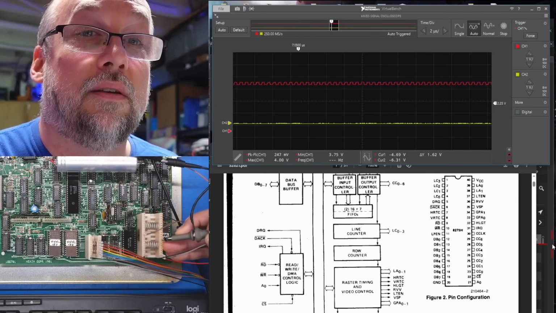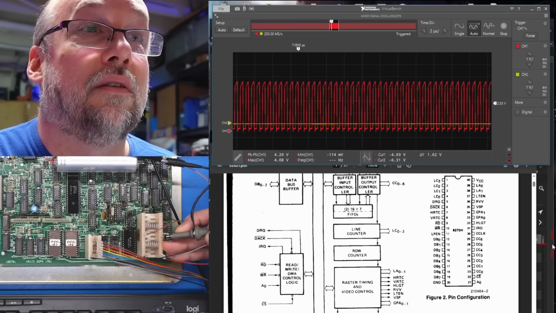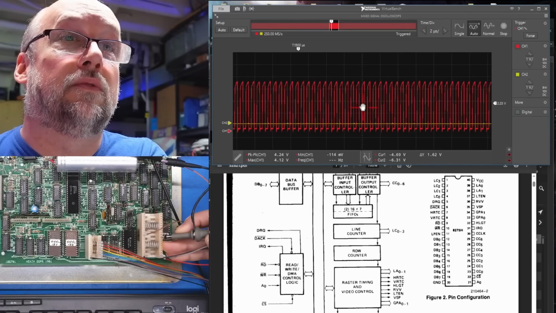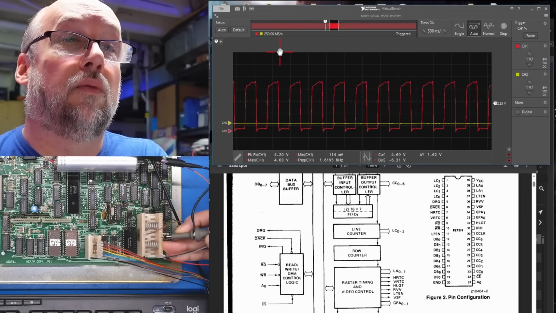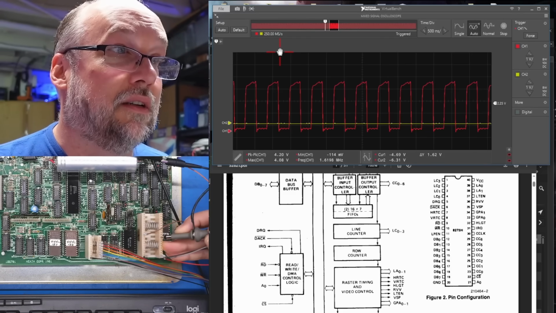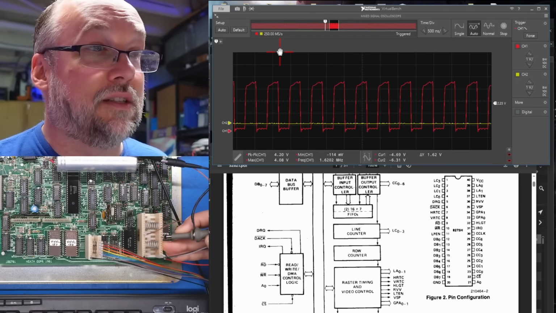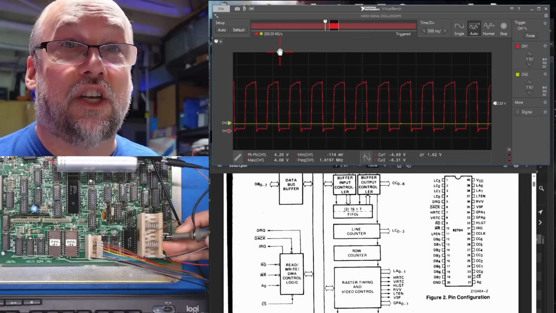Nothing, nothing, nothing. And there's our clock. Let's look at what that is if we zoom in a little bit. So we know we have a good clock. Yeah, 1.6 megahertz. That's a very reasonable amount for one of these chips to be running off of. At least compared to 6845s, this seems legit.